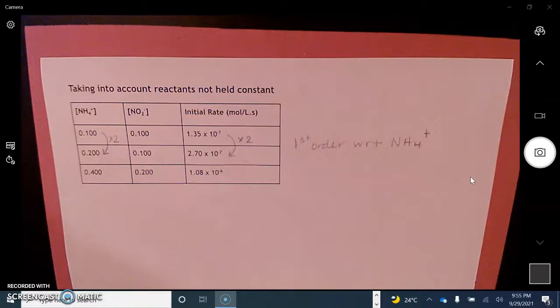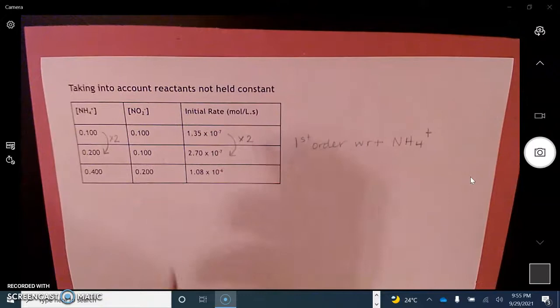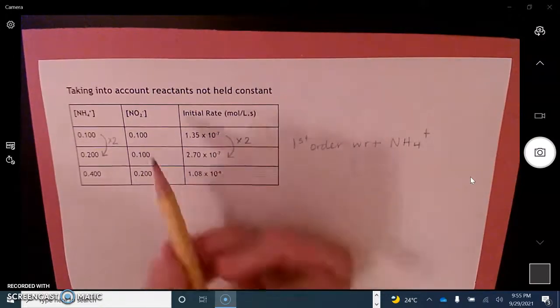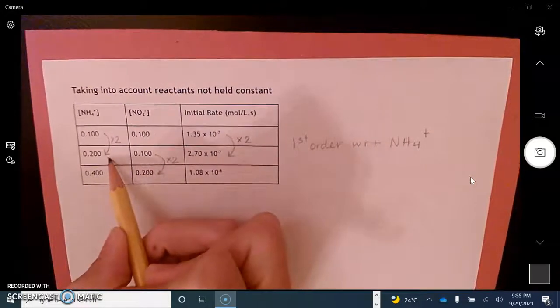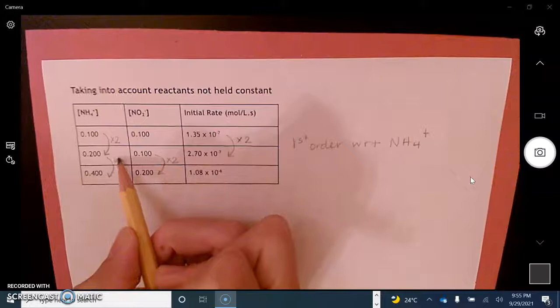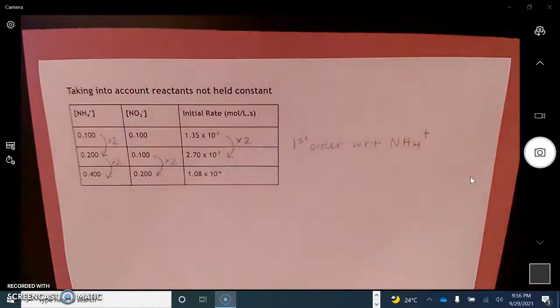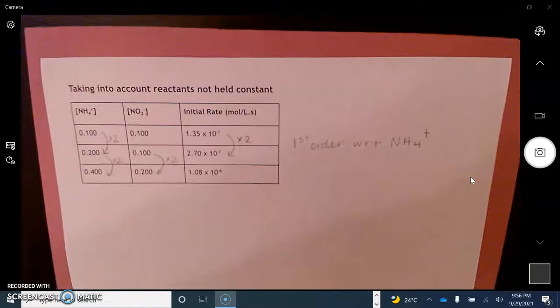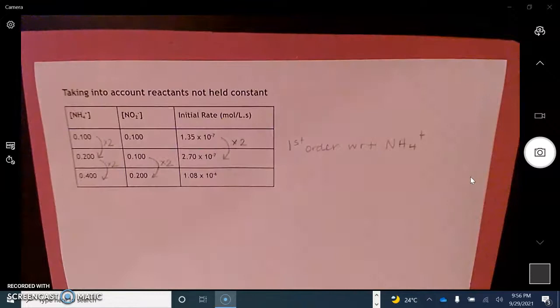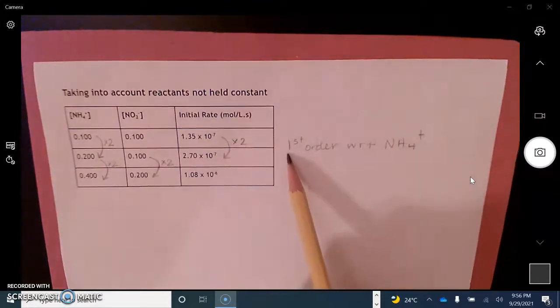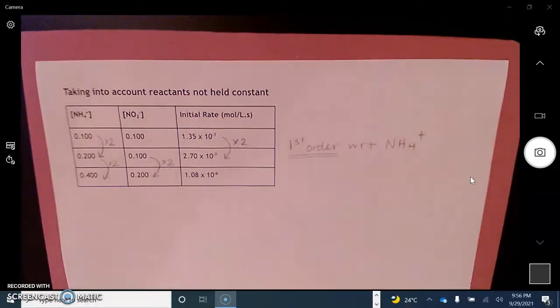Okay. NO2-, we have a bit of a problem. The NO2- doubles in the last two trials, but so does ammonium. That's unique. That means either the experiment was poorly designed or they were just dealing with the data they had. That can happen. Sometimes you only have a certain amount of data that you can work with. That's okay, because we already worked out the order with respect to ammonium.